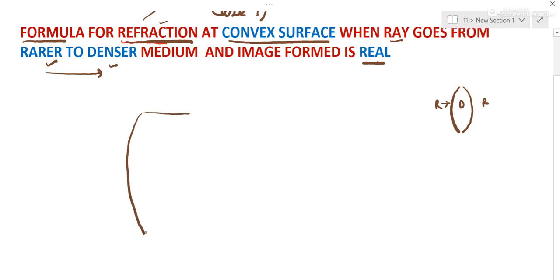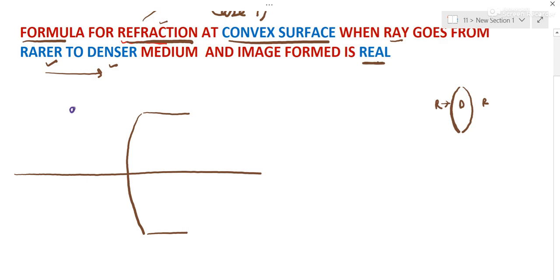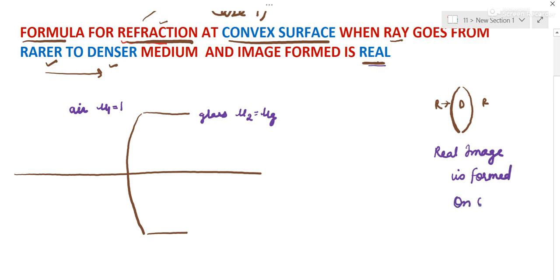This side it will be glass and outside it will be air, this is the principal axis. So we can label properly. Let us do the necessary labeling. This is air and it is glass. Here it is mu 1, which is 1, the refractive index of air is 1, and mu 2, which is mu glass. Okay, so now the image formed is real. So we will write down that a real image is formed on the other side of the object.